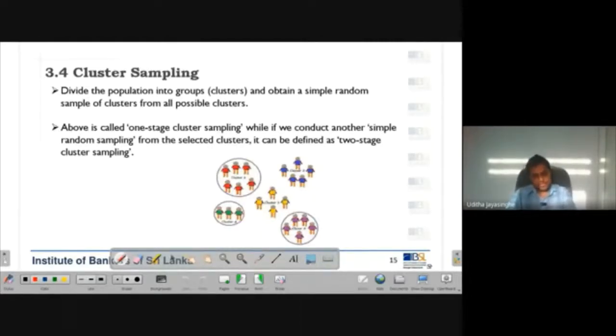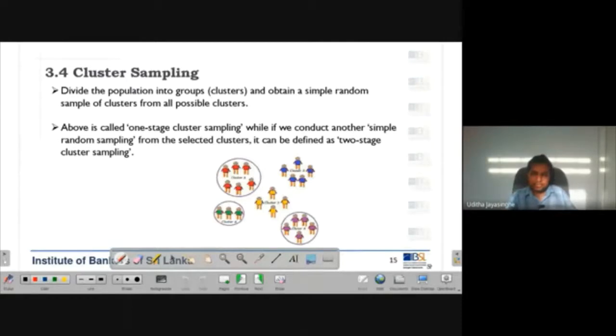Cluster sampling. Okay. Now here, what we do is we divide the population into groups or clusters or strata, no harm, and obtain a simple random sample of clusters from all possible clusters. Now here, you see this red, green, yellow, blue, and purple are the 5 different clusters that will come into your classification once you do the grouping from your population. And then out of these five, you select only 3 groups. So how do you select those 3 groups? It's by a simple random sampling.